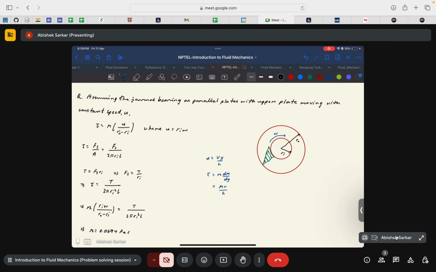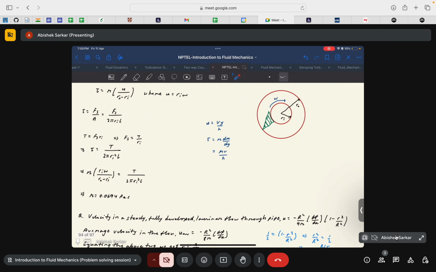Then if you substitute the value of Fs in this equation, you will have tau is equal to T by 2 pi Ri square into L. And mu Ri omega divided by Ro minus Ri, these two terms will be equal to each other. Then mu Ri by Ri times omega divided by Ro minus Ri is equal to T divided by 2 pi Ri square L, and if you substitute the values of all these, you will get mu is equal to 0.0694 Pascal second.